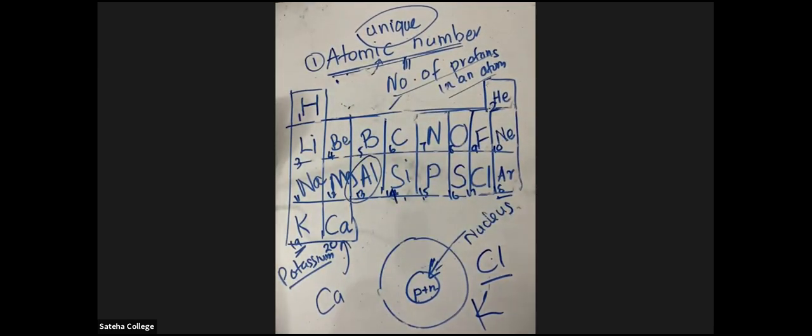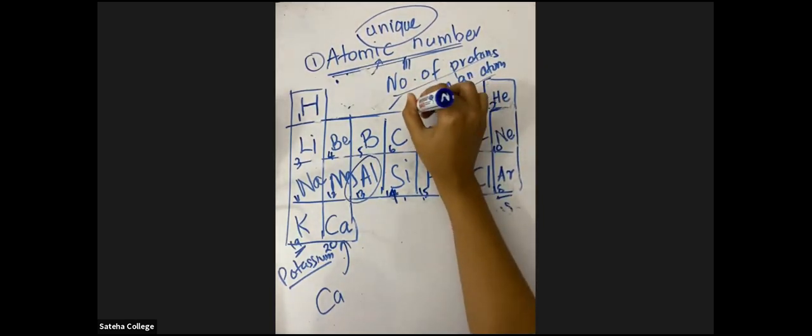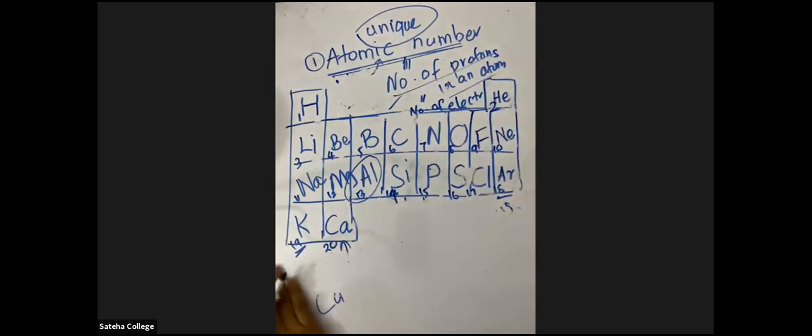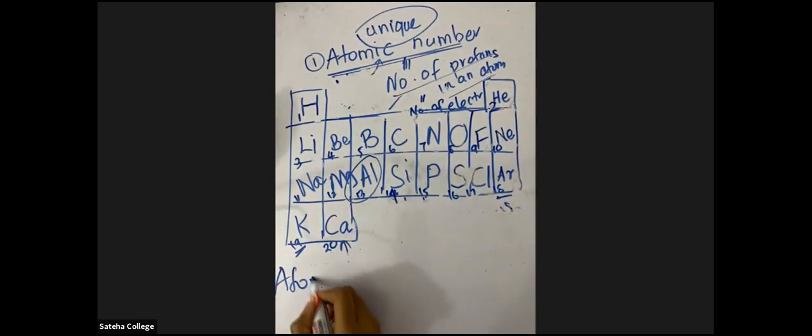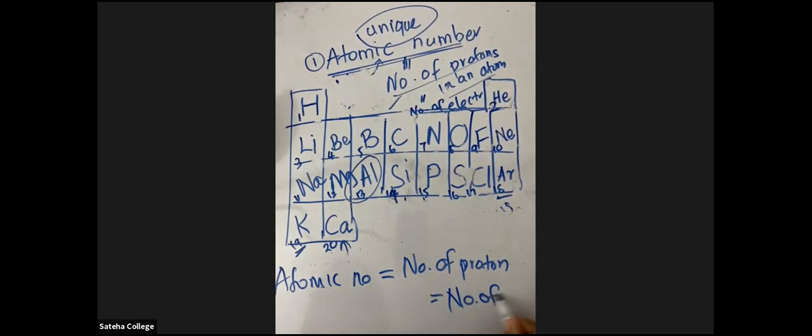Next, they also found out that the number of protons is equal to the number of electrons. So this equation you should know: atomic number is equal to the number of protons, which is also equal to the number of electrons. Now I'll ask you one question. What is the electron number for lithium?